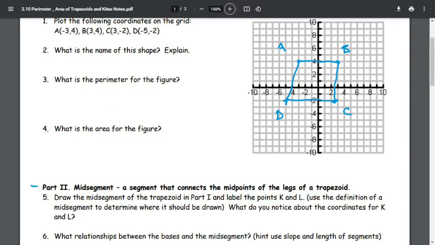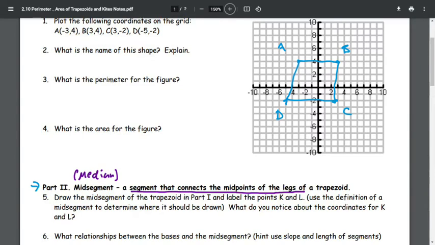Okay, so this next part talks about the mid-segment, and just so we're on the same page, mid-segment is the same thing as median, so we saw that in our flip book last lesson, so we talked about what it is and even worked some problems with it. So it's right here, and it's the same definition we have. It's a segment that connects the midpoints of the legs of a trapezoid, so it's going to be really important for us to know and recognize that. So number 5 wants us to draw a mid-segment in part 1 and label the points K and L.